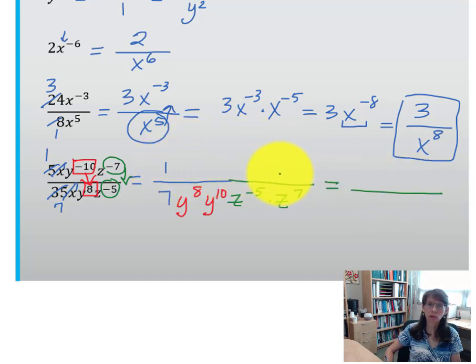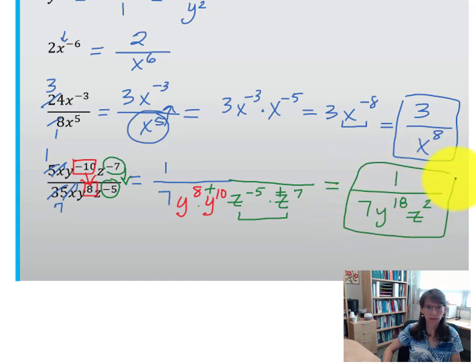So the only term I have in the numerator is 1. We must keep 1 in the numerator. You can't just pretend it's gone. We're going to have a fraction for the answer, okay? So we must keep 1 in the numerator. We also have 7 in the denominator, and now we're using product rule. Y to the 8 times y to the 10 is y to the 8 plus 10. That makes y to the 18th power. And then bases of z, negative 5 plus 7. So we're going to have base of z to the power of 2. And here is our final answer.